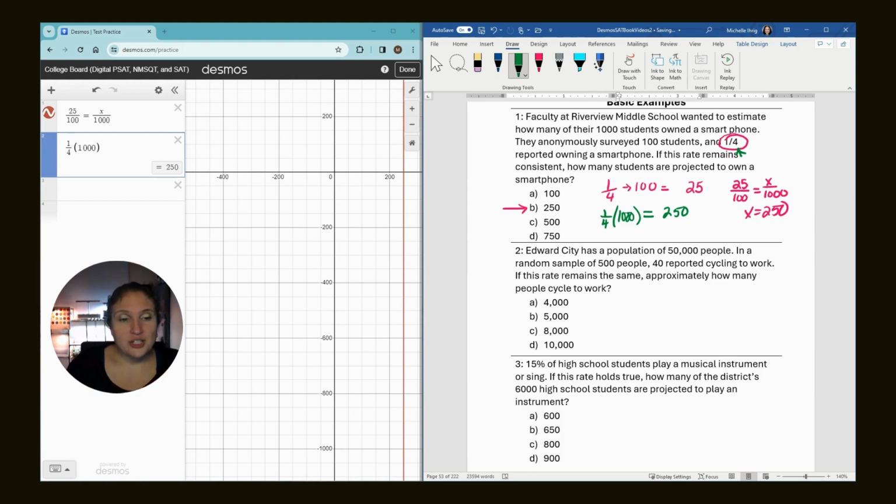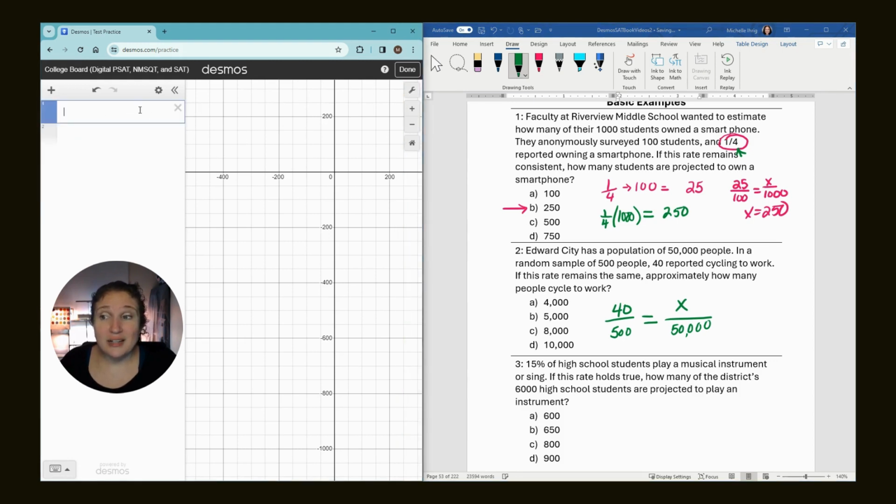Edward City has a population, similar to what we're looking at right now. Edward City has a population of 50,000 people. So this is going to be my denominator because totals always go on the bottom. In a random sample of 500 people, so this will be my other denominator, 40 reported cycling to work. If this rate remains the same, how many people cycle to work? Okay, and basically they mean in the entire town. So again, all I had to do was read, and we can come up with our answers from there.